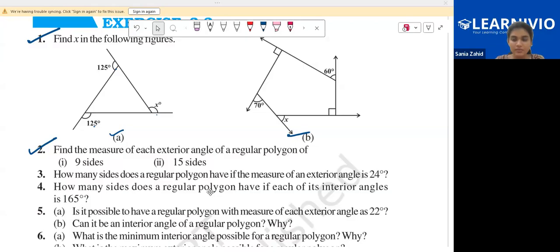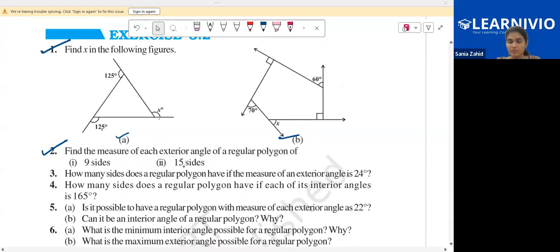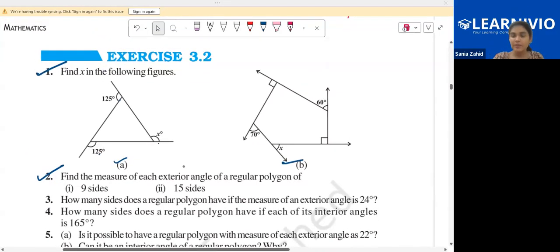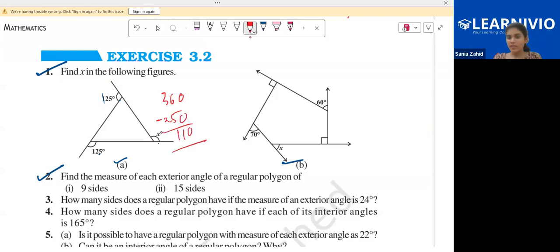Mom, in the second question, it's giving the number of sides, but I don't know how to solve for that. No problem. Tell me the answers for the first question first, A and B part. For the first question, A is 110 degrees. You must have done 360 minus 250. So 110. Okay, next B part.